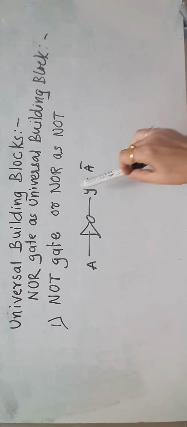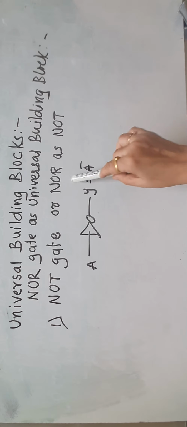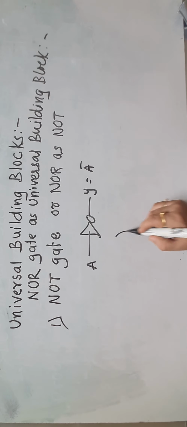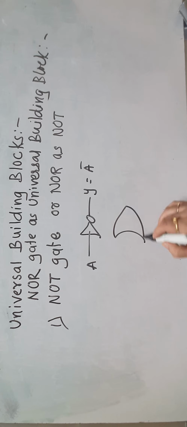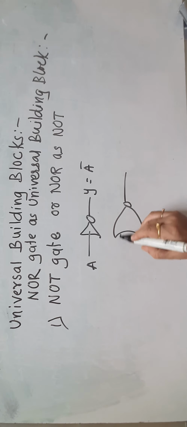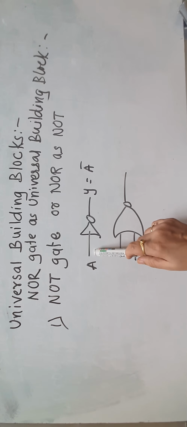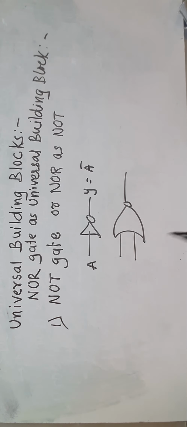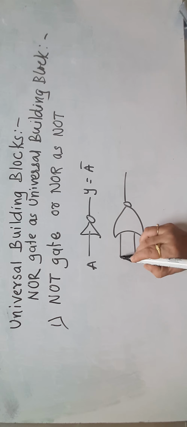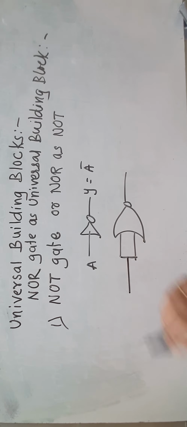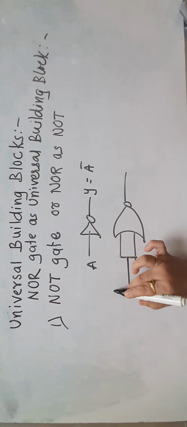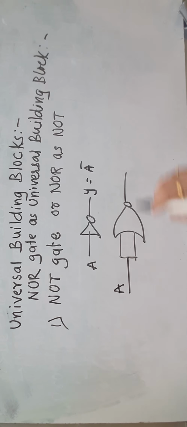Now we have to construct NOT gate using NOR gate. But NOR gate has two inputs. This is NOR gate, it has two inputs, whereas NOT gate has only one input. So what we have to do? We have to short these two inputs and convert them into a single input. So this is input A.